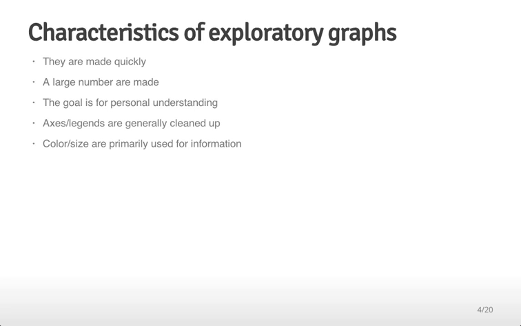And then the goal is for personal understanding, not necessarily for communicating to other people. So if you don't need color or different sized points to be able to communicate to yourself, you don't necessarily have to do that in your exploratory graph. Color and size are primarily used for information communication to yourself rather than to make things aesthetically pleasing so that they'll be easy on the eye when people look at your data analysis.